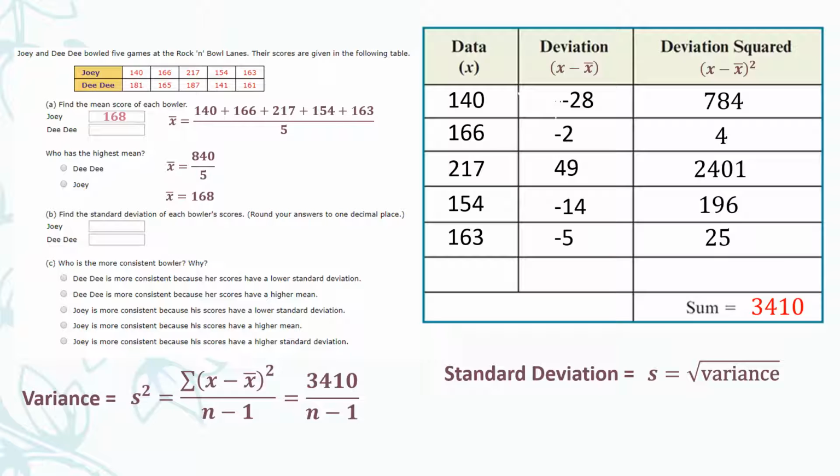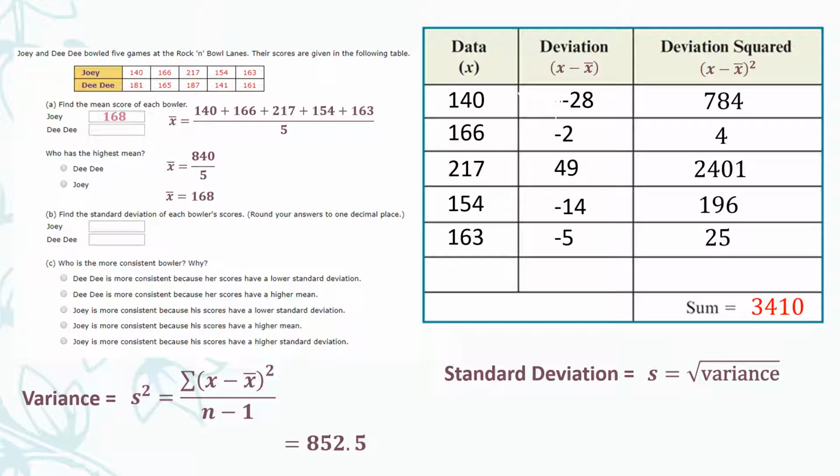What's our n value here? How many data points do we have? 5. There are 5 data values in this data set. So we're going to replace n with 5. So 5 minus 1 is 4. Got to do that first. So 3,410 divided by 4 is 852.5. So there's your variance.